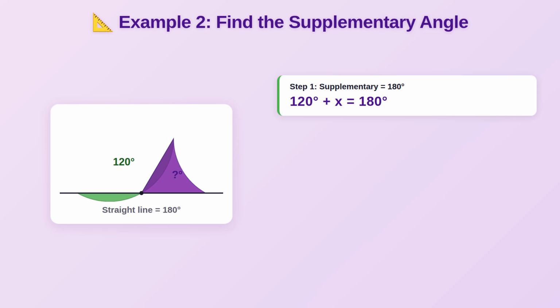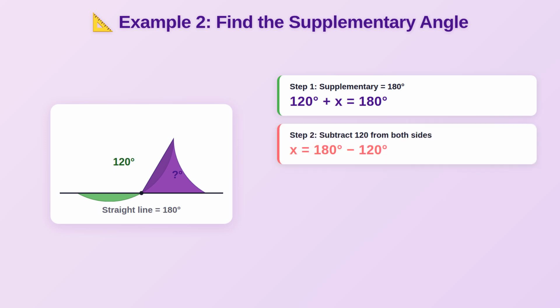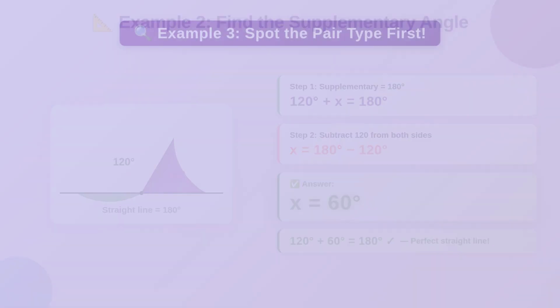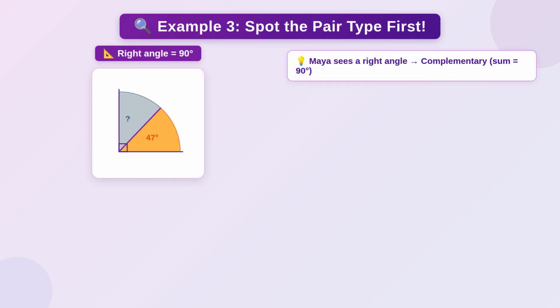This time, two angles are supplementary, and one of them is 120 degrees. Find the missing angle. Step 1. Supplementary means they add to 180. Write 120 plus x equals 180. Step 2. Subtract 120 from both sides. X equals 180 minus 120. Now let's calculate. 180 minus 120 is 60. The missing angle is 60 degrees. Check. 120 plus 60 equals 180. That's a straight line. Perfect. Maya is on a roll now. See, once you know the rule, these are just subtraction problems wearing angle costumes.